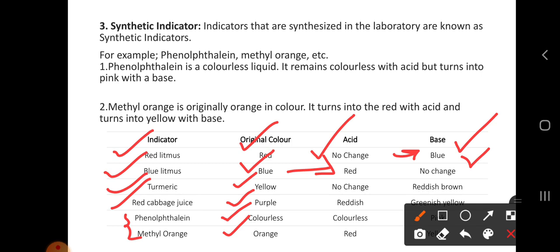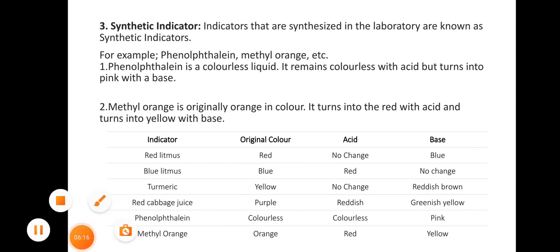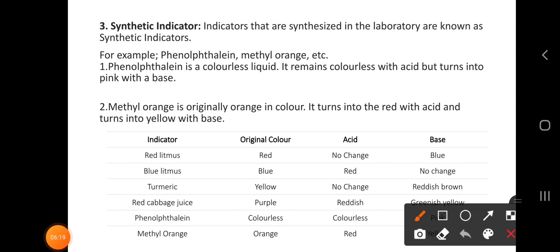Okay, so these are the red litmus paper and the blue litmus paper indicators. What about the turmeric? Usually you can check with the help of turmeric whether the substance is a base or not. Originally, which color is turmeric? It is yellow in color. When the substance is an acid, no change. When the solution is a base, then this turmeric, which has the yellow color, will change into reddish brown.